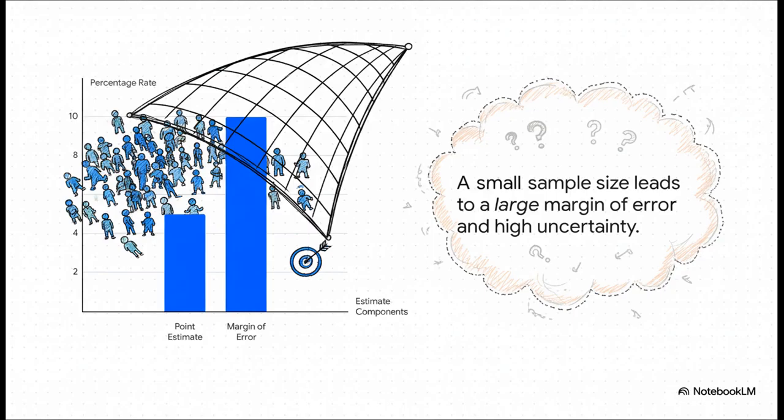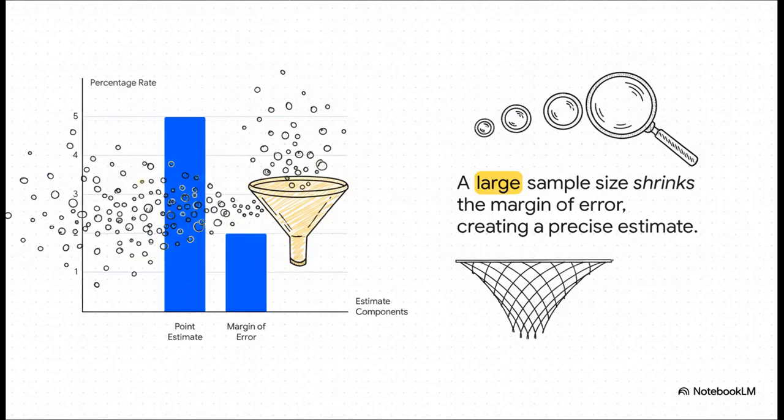If your sample is tiny, maybe you only tracked 50 people, your margin of error is going to be massive. Your net is incredibly wide. Sure, the truth is probably in there somewhere, but the range is so big it's not very helpful. Now look what happens when we ramp up our sample size to, let's say, 10,000 people. Our point estimate might still be 5%, but bam, that margin of error shrinks dramatically. Our net gets so much smaller, so much more precise. It's simple, really. More data means more certainty.